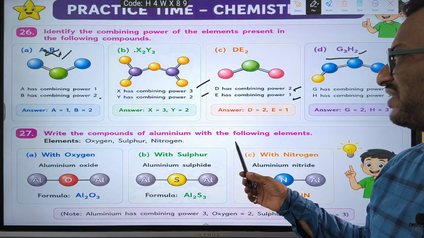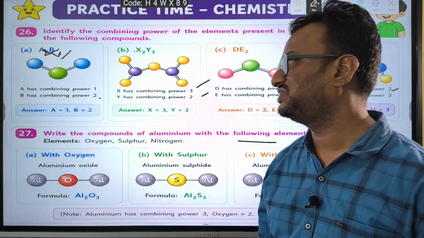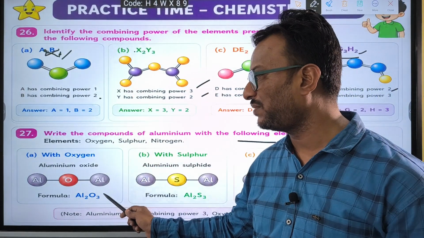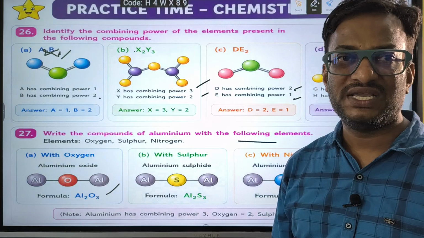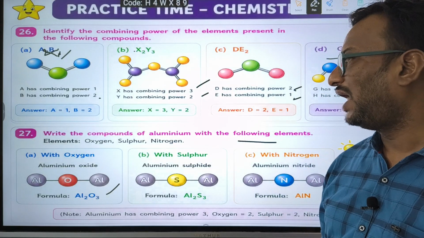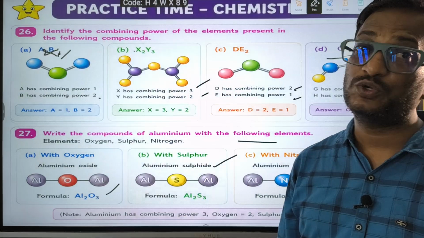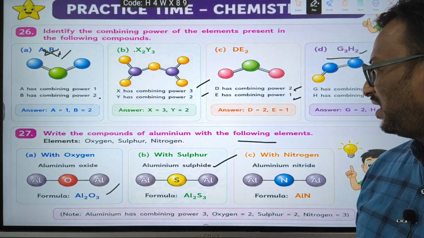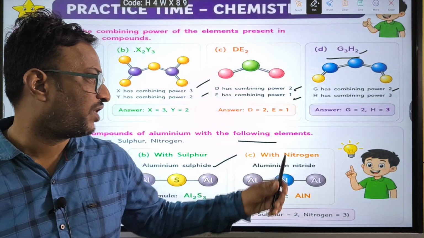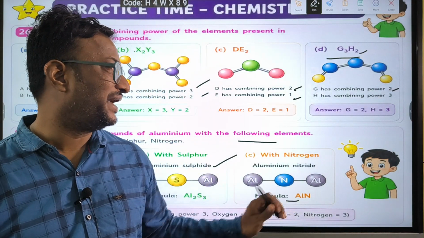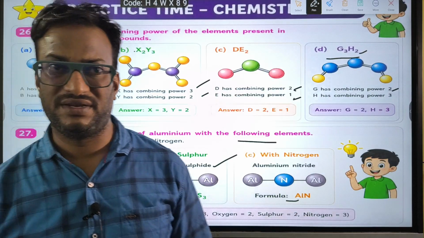Write the compounds of aluminum with the following elements: oxygen, sulfur and nitrogen. Aluminum with oxygen forms aluminum oxide. The formula is Al2O3. Aluminum with sulfur forms aluminum sulfide, Al2S3. And with nitrogen, it will form aluminum nitride, AlN.